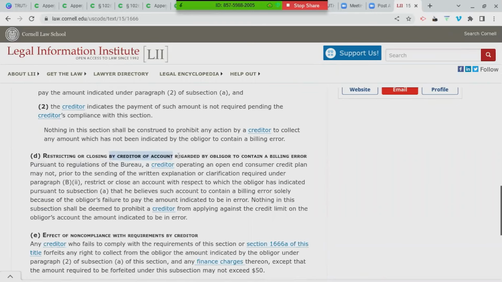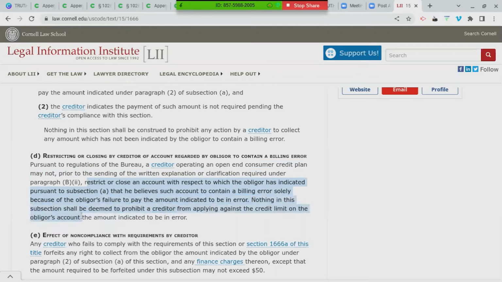Restricting or closing by creditor of account regarded by obligor to contain a billing error. So they're talking about how a creditor operating an open end consumer credit plan may not, prior to sending the written explanation or clarification required under paragraph B1, restrict or close an account with respect to which the obligor has indicated pursuant to subsection A that he believes such account to contain a billing error solely because of the obligor's failure to pay the amount indicated to be in error.